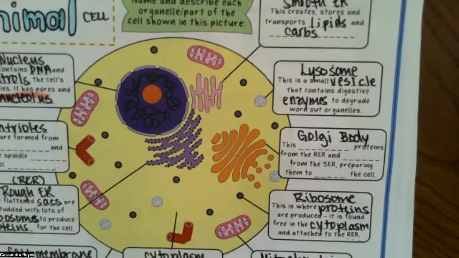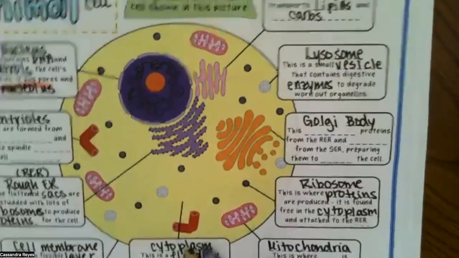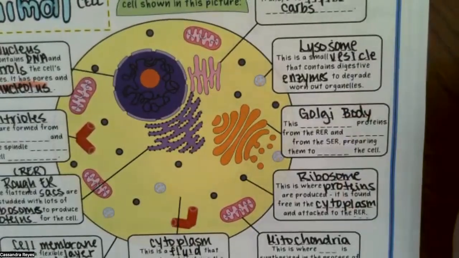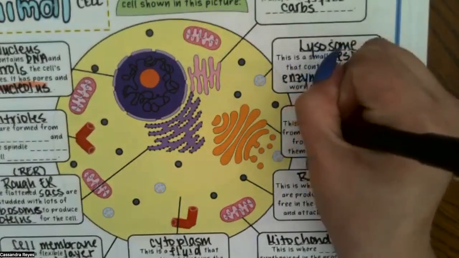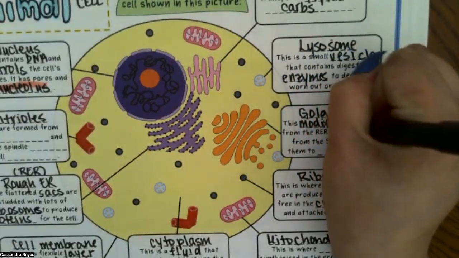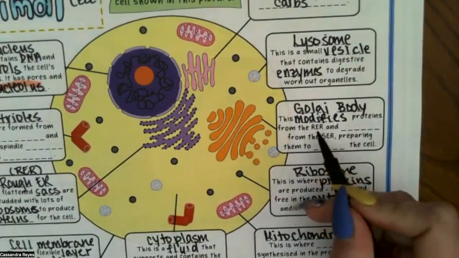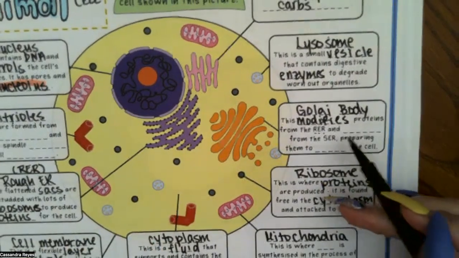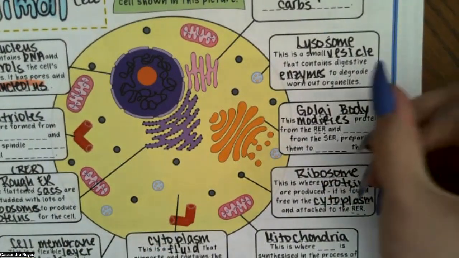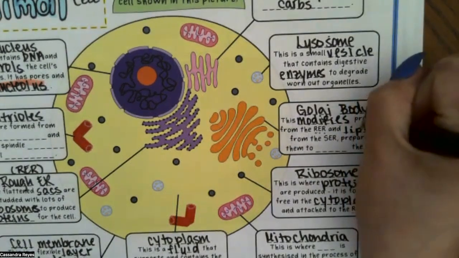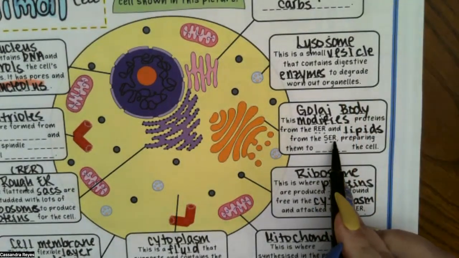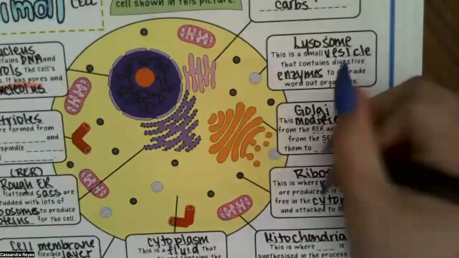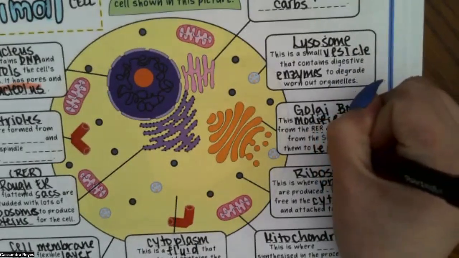All right, now let's talk about the Golgi body. The Golgi body is going to modify proteins that come from our RER, that's our rough ER, and lipids that are going to come from the SER, so up here. And it's going to prepare them to leave the cell or exit the cell.